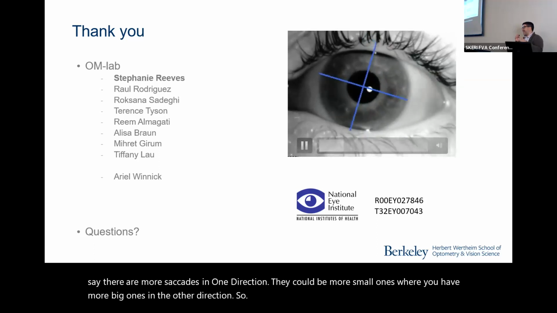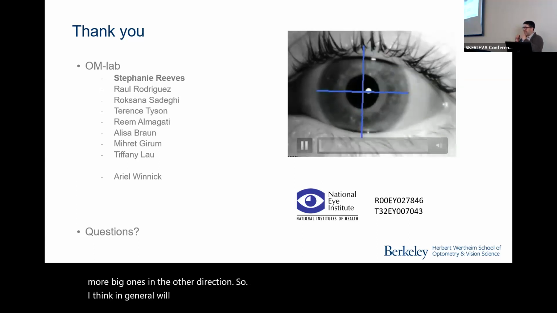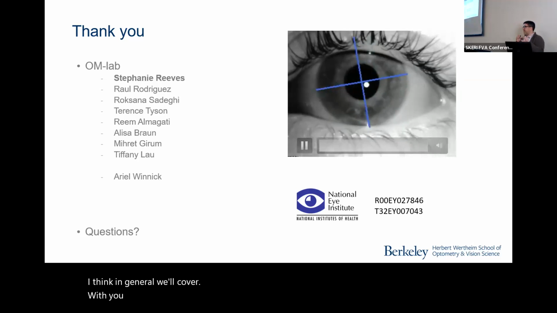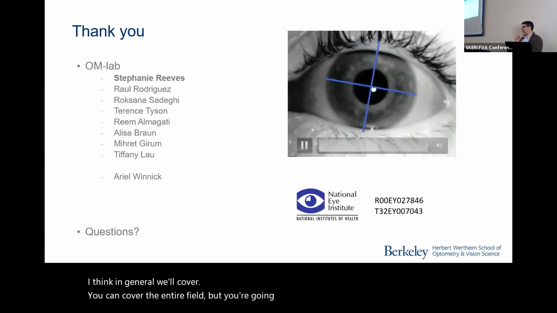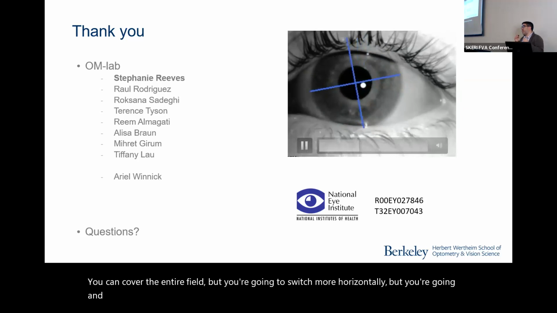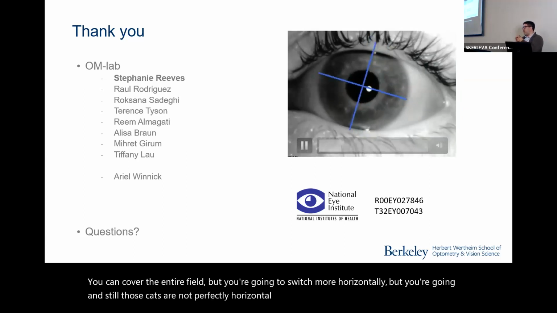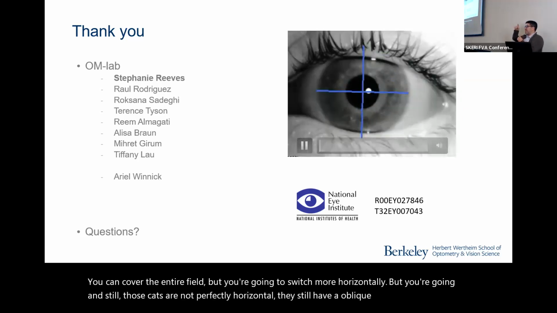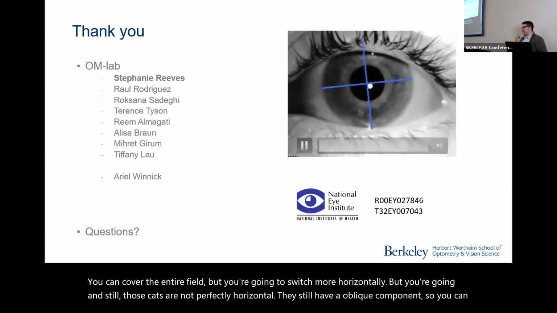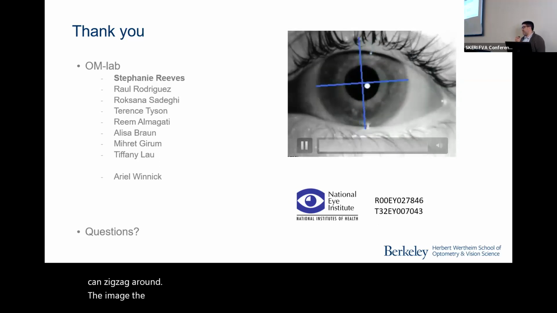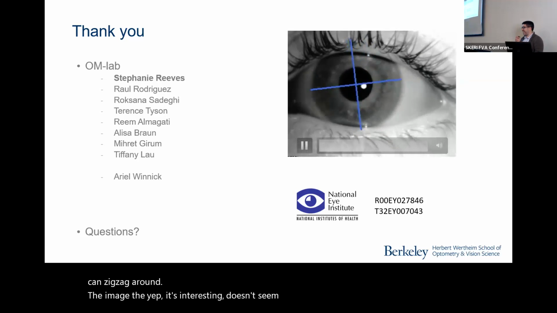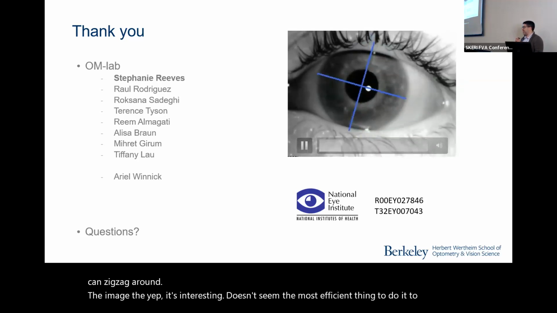I think in general, you can cover the entire field, but you're going to switch more horizontally. And still, those saccades are not perfectly horizontal. They still have an oblique component, so you can zigzag around the image. But yes, it's interesting. It doesn't seem the most efficient thing to do to extract information.